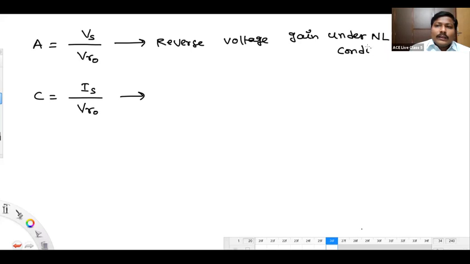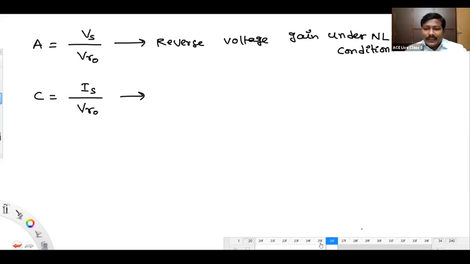No load condition. Reverse voltage gain under no load condition. Next, what is it? C we have current by voltage. Current by voltage in the sense it is admittance.